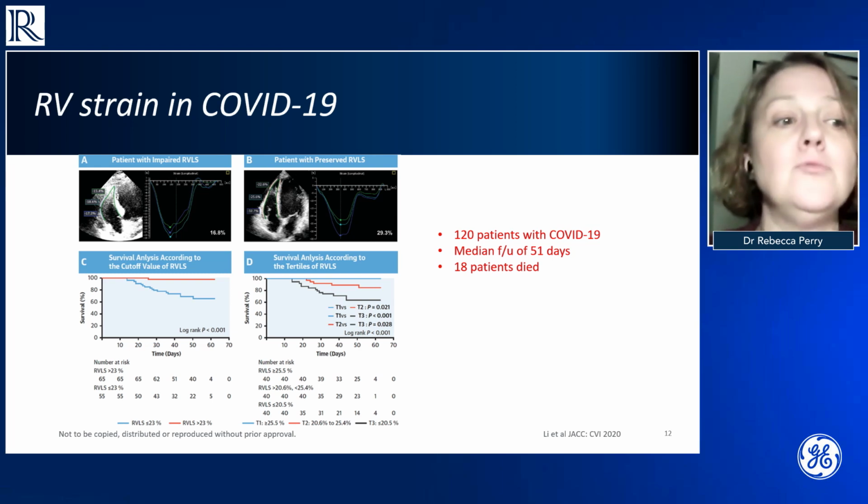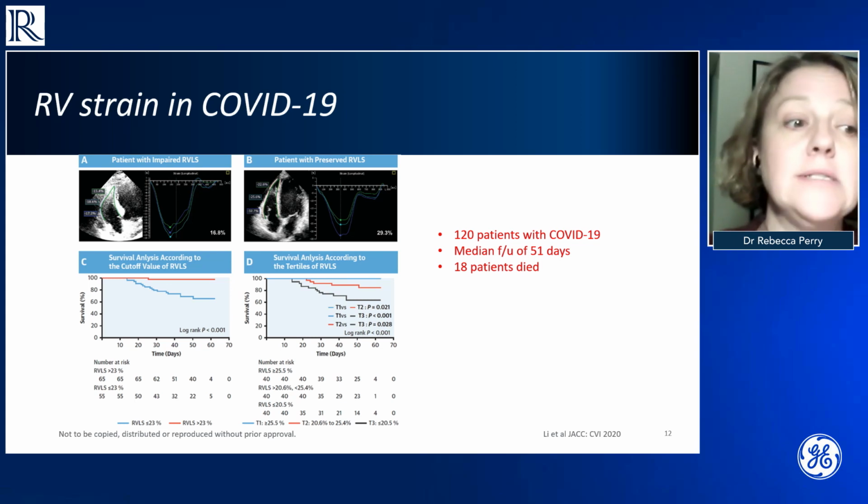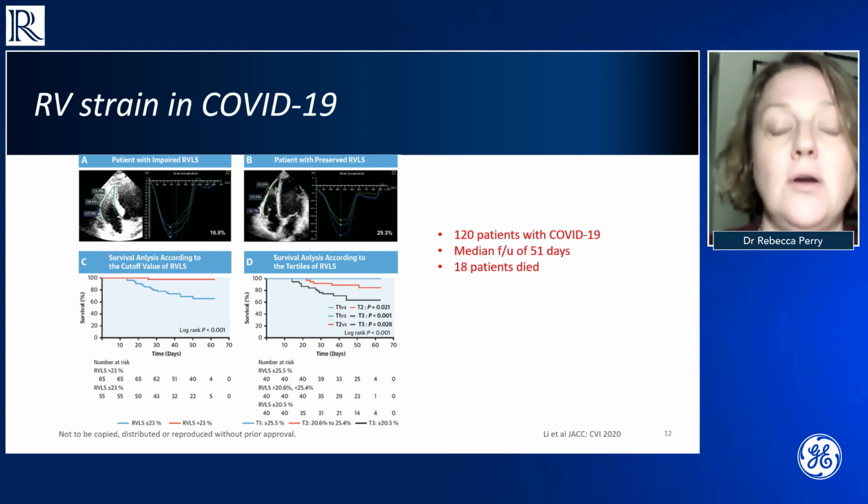In the upper panels, you can see on the left a patient with impaired right ventricular free wall strain who died from coronavirus, and in the right panel, a patient with preserved right ventricular strain who did not. In fact, they found a cutoff in right ventricular strain of minus 20.5% was predictive of mortality in this group.